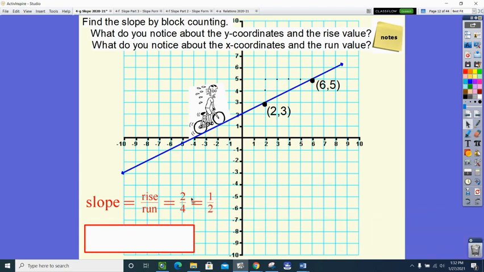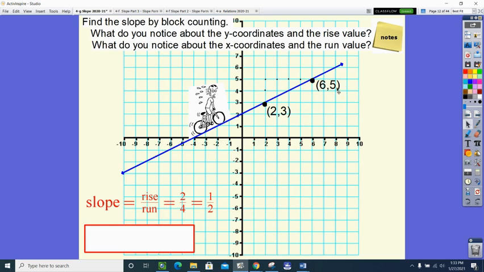I want you to get your eyes, though, on the 2 and the 4 right now. Look at the 2. Remember, rise. When you rise, you're going like the y-axis. I want you to look at the y's. Is there anything I can do with the numbers 5 and 3 to get the number 2?